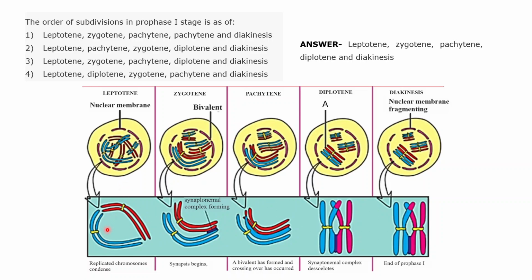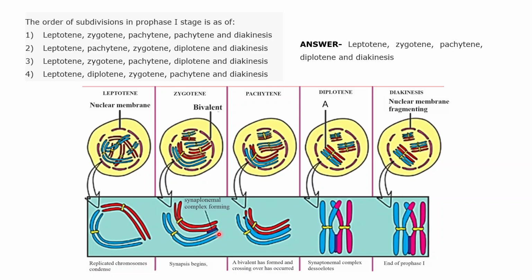You can see that the replicated chromosome starts to condense, and then it enters the zygotene stage. In this stage, a structure called a bivalent starts to form. This is one sister chromatid, this is the other sister chromatid, and both have the same chromosome number. There is a formation of what is called a synaptonemal complex.